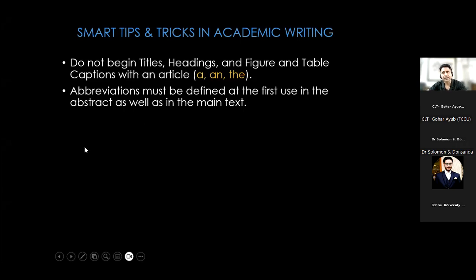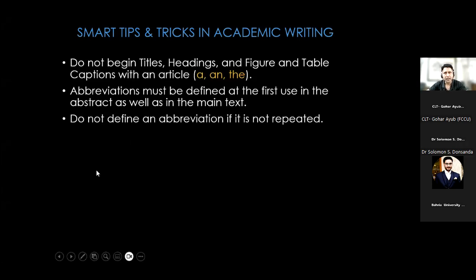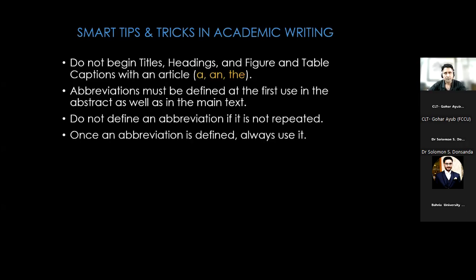Abbreviations must be defined at the first use in the abstract as well as in the main text. If the abstract includes an abbreviation more than once, you have to define it over there. And then again in the main text, you have to define the abbreviation another time. Do not define an abbreviation if it is not repeated. You cannot use it just once. You will use an abbreviation only if it is repeated. Once an abbreviation is defined, you have to use it. You have always to use it.